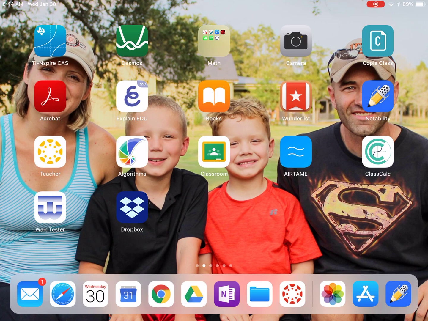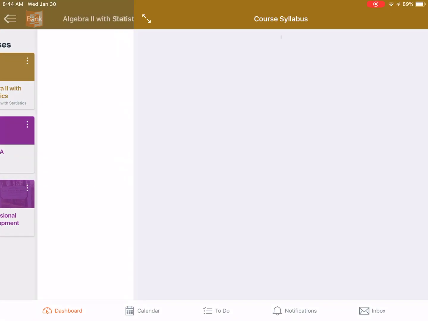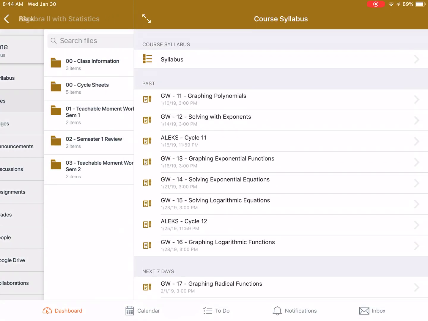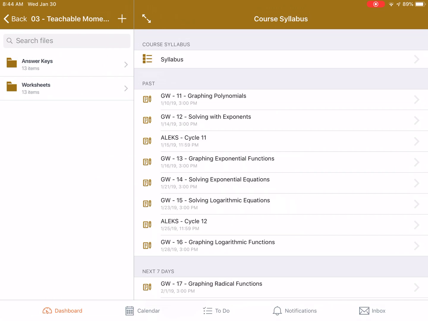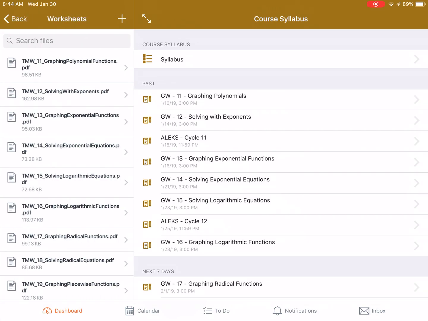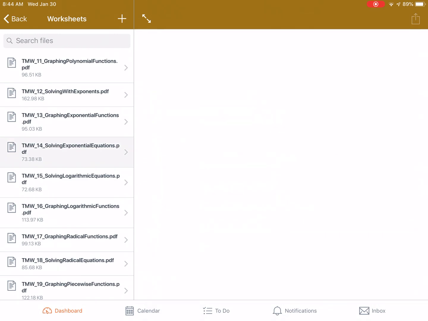Today we are going to prepare for the gateway solving exponential equations. To get to this from home or away from school, go into Canvas and choose our class and go into Files. There's a folder called Teachable Moment Worksheets Semester 2. In there are worksheets. The one we are on right now is number 14, solving exponential equations.